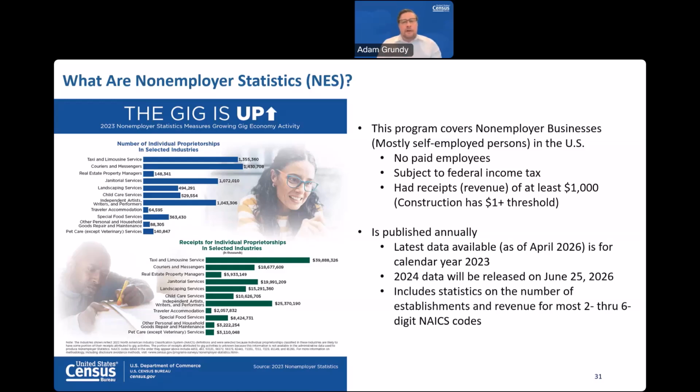And it's a big part, like I mentioned before on that slide, that says about 30 million businesses are non-employers in the United States. So they are subject to federal income tax. That allows us to use our business register to track that data and get more information about non-employers. It's published on an annual basis. So as of today's date, April 2026, it's for calendar year 2023. But like I said before, we're always looking for the next best thing. The 2024 data will be released on June 25th.